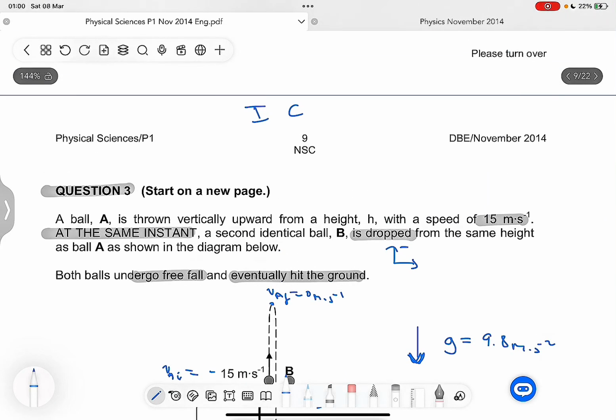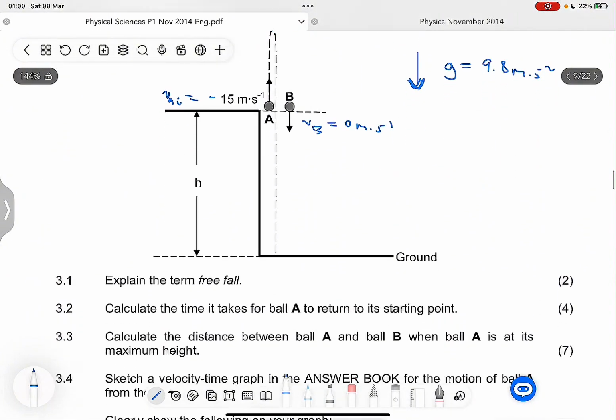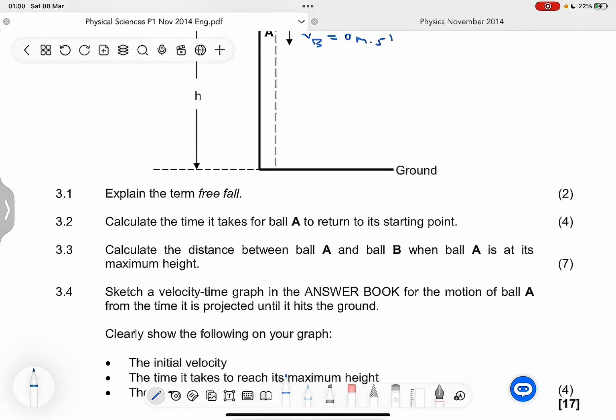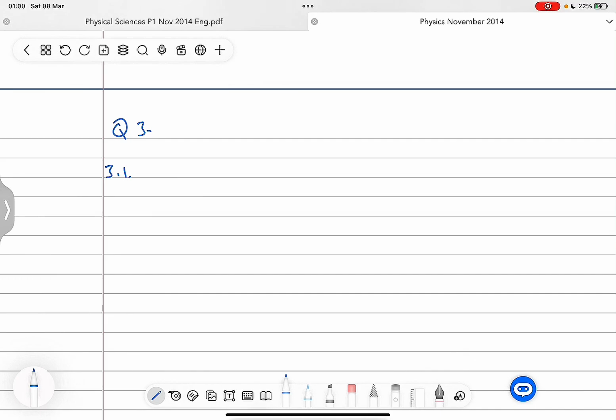Now that I'm done classifying my problem, I then go to answer my questions. If we look at question 3.1, so we are doing question 3 and we are on 3.1. They say to us, define free fall for 2 marks.